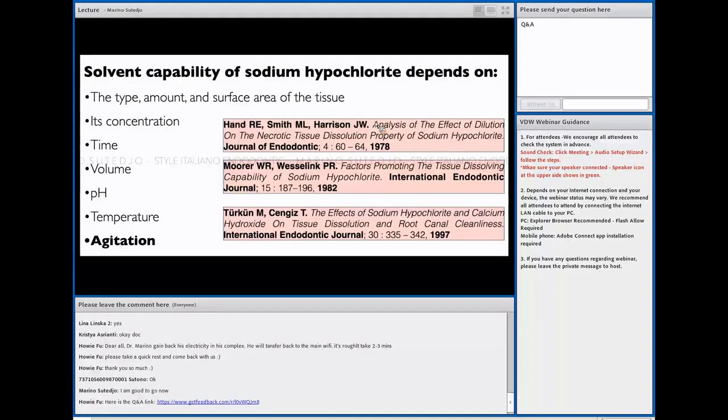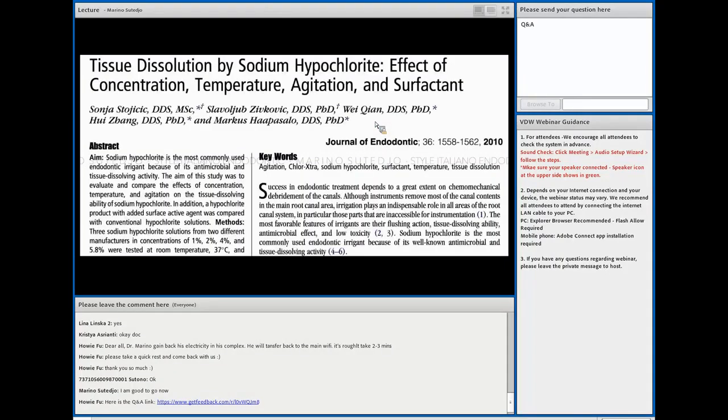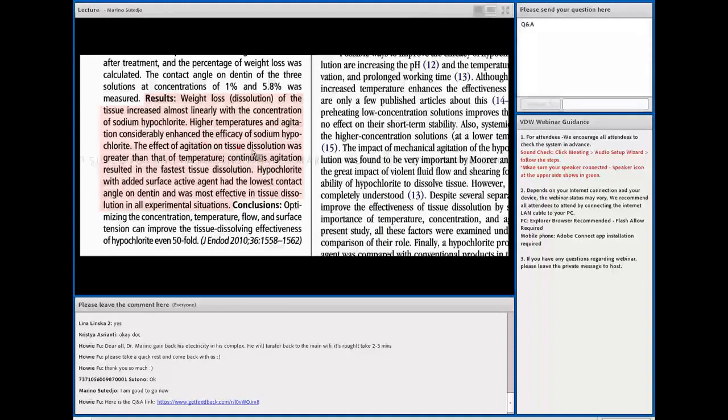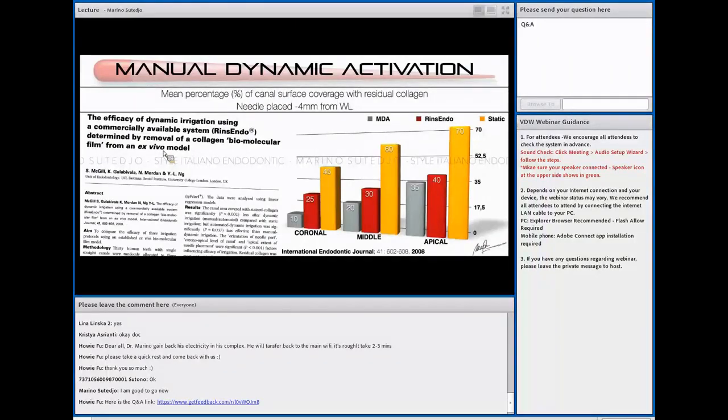Activation has been known and accepted widely. It is also important to increase the efficiency of the sodium hypochlorite. As we can see in this journal from 2010, the effect of activation on tissue softening was greater than that of temperature. And if you continuously agitate your sodium hypochlorite inside the canal, it will result in the fastest tissue dissolution inside the canal. So it means agitation or activation is one of the methods that we must apply to our sodium hypochlorite so it can work better inside the canal.